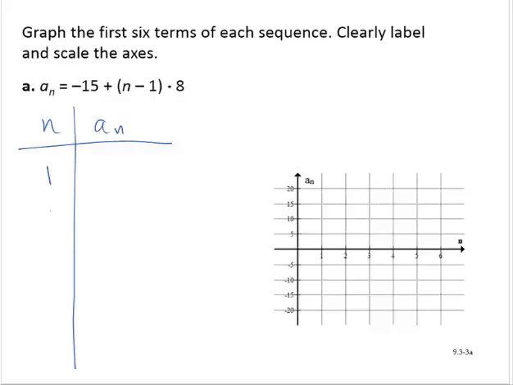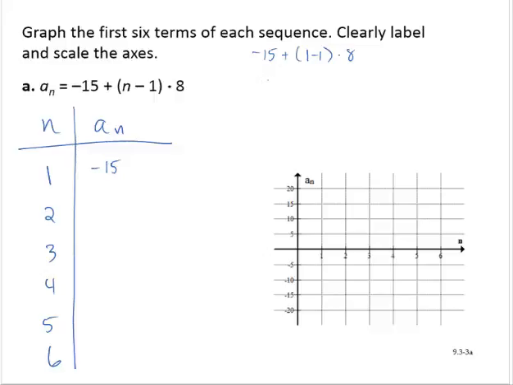So the first 6 terms would have n values 1, 2, 3, 4, 5, and 6. All right, so now we go through the substitution and evaluation. So let's see, we would have negative 15 plus 1 minus 1 times 8. That's 0 times 8 is 0, so this would give me a negative 15.